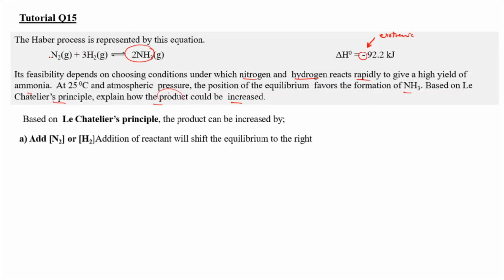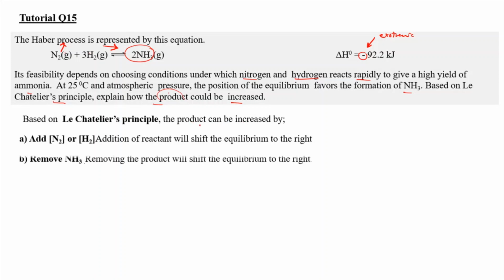So, we can add more nitrogen or more hydrogen gas. So, we can increase the concentration of either of the reactants. When we increase the concentration of the reactant, according to Le Chatelier's principle, we need to reduce the reactant back, and this pushes the reaction to the right-hand side, and as a result more ammonia is going to be formed. Okay, and this way we can increase the amount of the product.